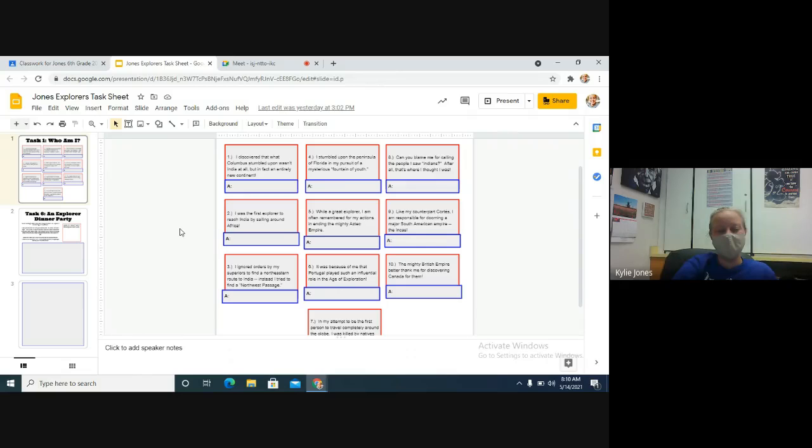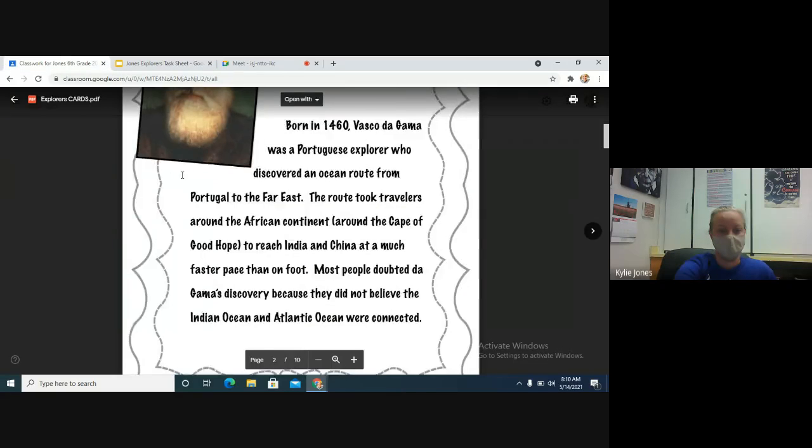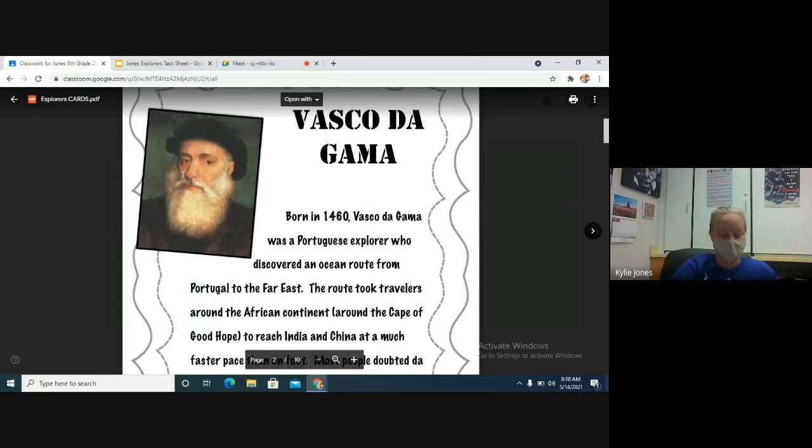Your hint on this one is that it's the middle row. It's either 2, 5, or 9. Okay, so write down da Gama's name on the one that matches him. Either 2, 5, or 9. What's the name again? Vasco da Gama.